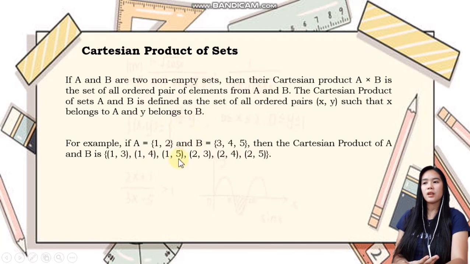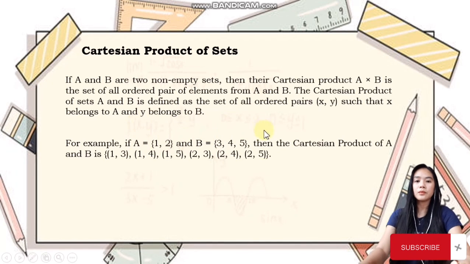So, for example, if A equals 1 and 2 and set B equals 3, 4, 5, then the Cartesian product of A and B is (1,3), (1,4), (1,5), (2,3), (2,4), (2,5). Ayan, kung mapapansin nyo, pinag-pair lang ang bawat isang element sa isang set. So, ayan, (1,3), (1,4), (1,5).